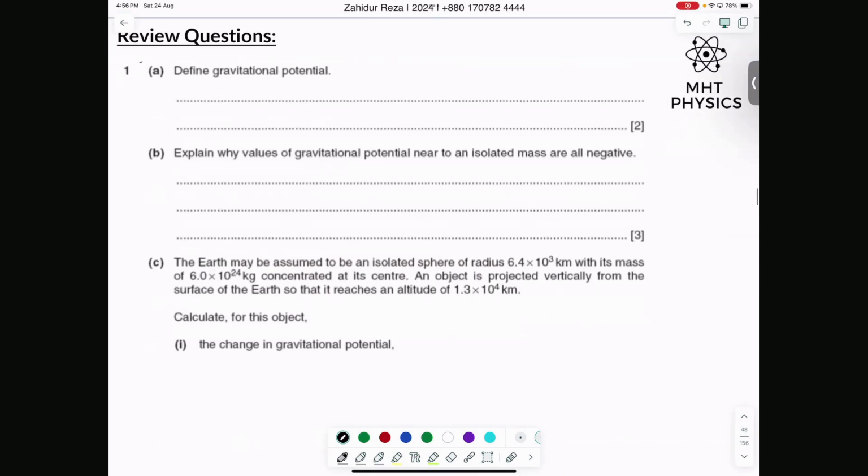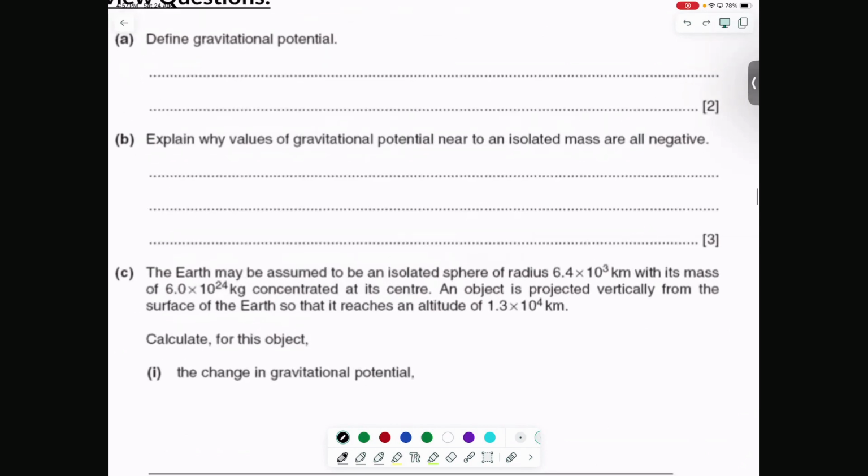Okay, so let's see this question. Define gravitational potential. Let's write down the answer. What's gravitational potential? It's the amount of work done in bringing a unit point mass from infinity to a point in a gravitational field. Okay, so let me write that down. So you can see these students were lucky. They got a 5-mark bonus here. Things that you have studied before.